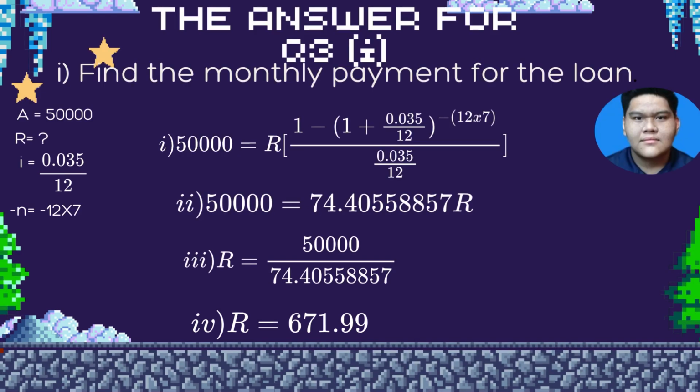We know A equals 50,000, R equals unknown, i equals 0.035 over 12, negative n equals negative 12 times 7. We put all that information into the formula, and we will get the first instalment. After we calculate the equation, in the second one we get 50,000 equals 74.40558857 R. After that, in the third one, we make R go to the left side, 50,000 to the right side, and we get R equals 50,000 divided by 74.40558857. So the final answer is R equals 671.99. That's the monthly payment for the loan.